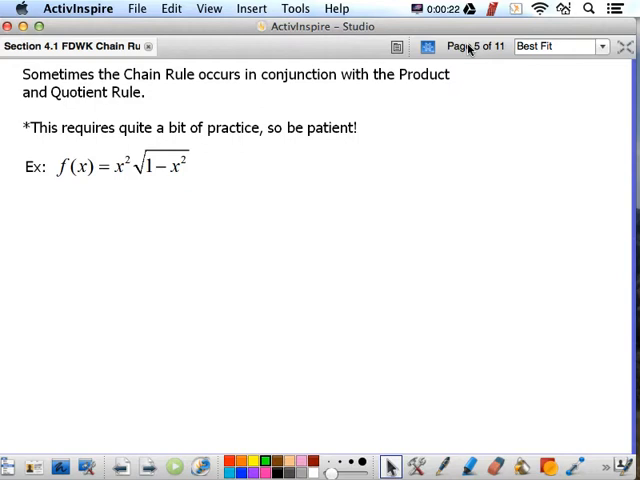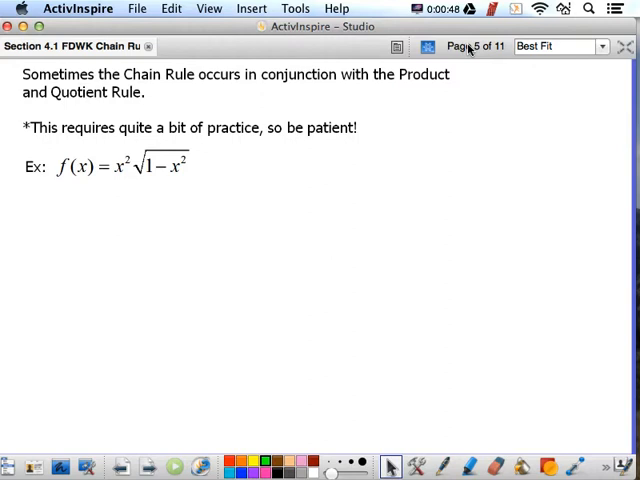equals x squared times the square root of 1 minus x squared. Is there any way to distribute that? Even if I rewrote that as 1 minus x squared to the 1/2 power, could I distribute the x squared? I couldn't, because I can't distribute into something that has an exponent on the outside. So because of that, you have no option. You have to do the product rule for this one.